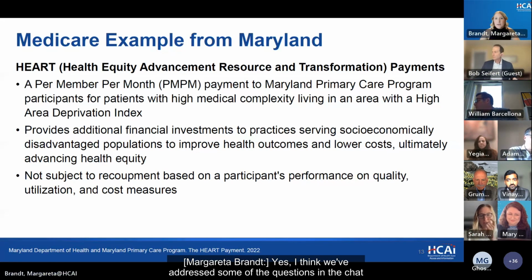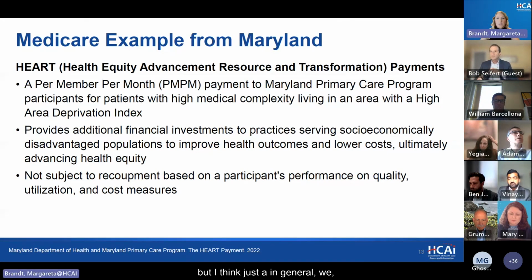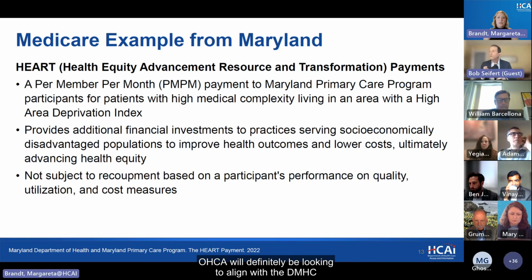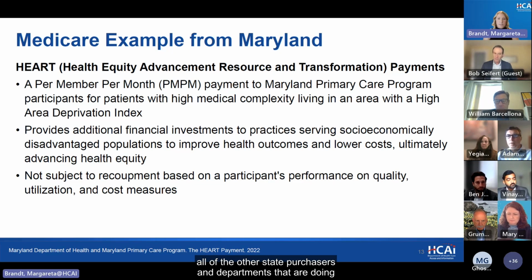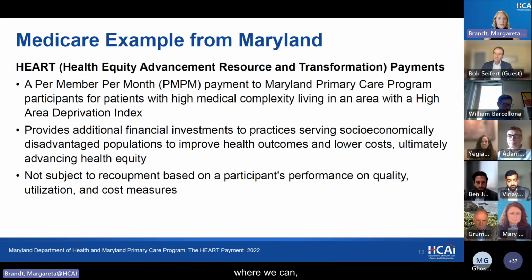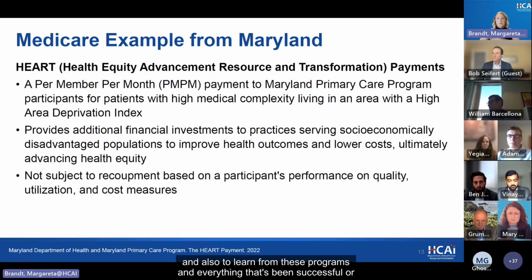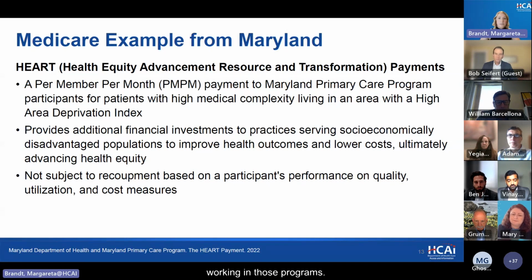Yes. I think we've addressed some of the questions in the chat, but just in general, OHCA will definitely be looking to align with the DMHC work around health equity for health plans, the DHCS alternative payment model efforts, and all of the other state purchasers and departments that are doing lots of work around health equity and alternative payment models. So we will definitely look to align, where it makes sense and where we can. And also, to learn from these programs and everything that's been successful or working in those programs.